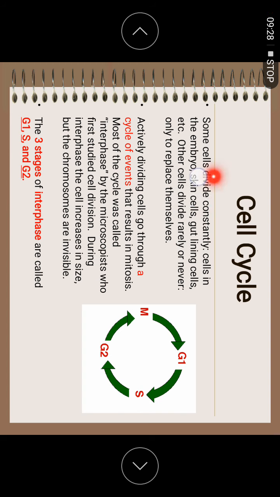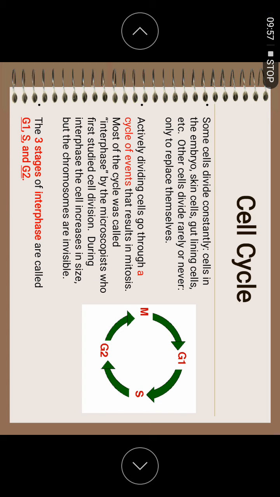Some cells, like the skin cell and the gut lining cell, divide constantly, which means all the time they are dividing. For an embryo, the baby, the skin cells and gut lining cells divide all the time. But other cells divide rarely or never. For example, the nerve cell is not really dividing all the time unless you have injured your nerve cell.